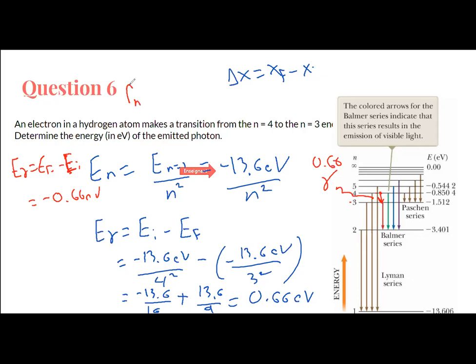Same with the Bohr radius. The radius of any state is equal to the Bohr radius times the state number squared. So for example, the third state is just 9 times the Bohr radius. I'm talking about the orbit of the electron around the hydrogen atom.